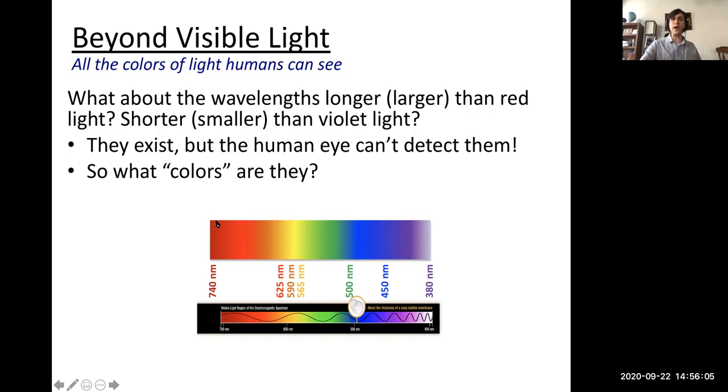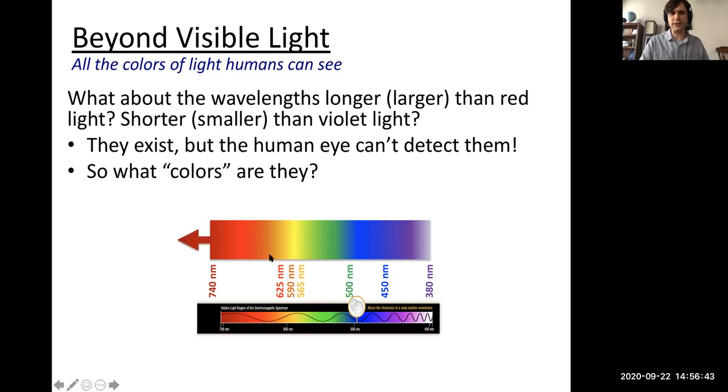Well, all of these wavelengths of light, say 800 nanometers or 900 nanometers or 200 nanometers, those wavelengths of light exist. The 800 nanometer radiation is all around you right now. It's just our eye, the human eye, can't detect those colors. We can't see them. They are invisible to the human eye, but they do exist and they interact with everything around us, just not with our eyes in a way that we can see them. So these invisible colors do exist, but what are they? What is redder than red?